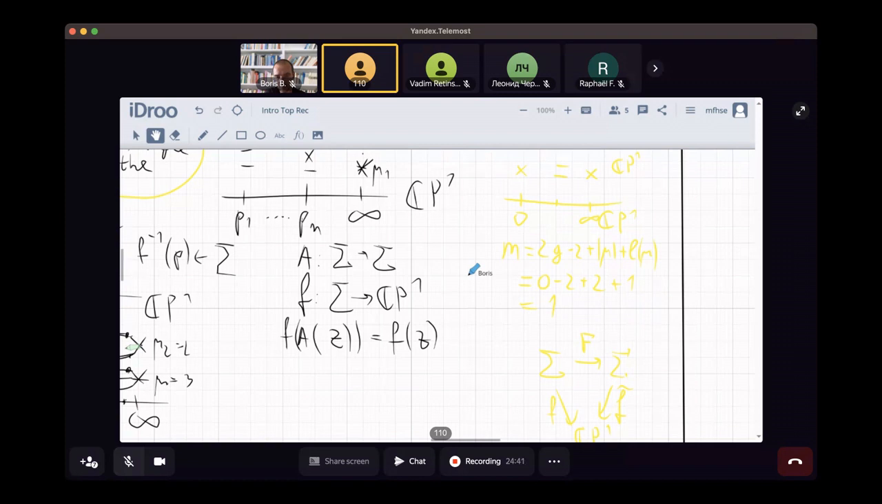And you know its ramification. So, as Lenny said. But how do you go there if we start with just any continuous map from sigma to CP1? What can I say in that case?